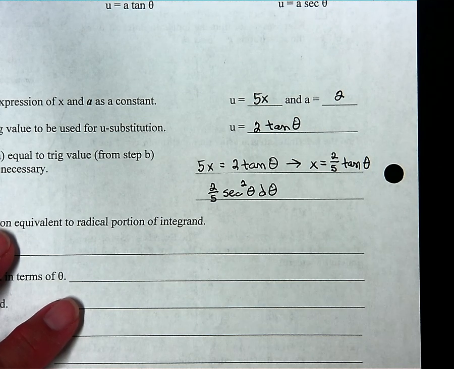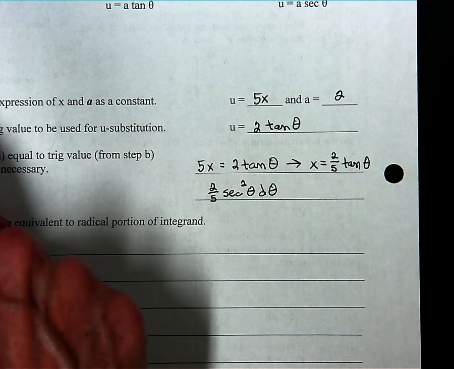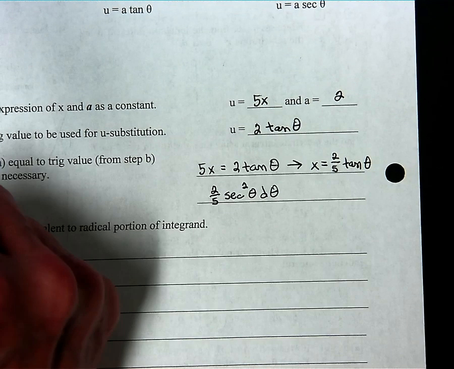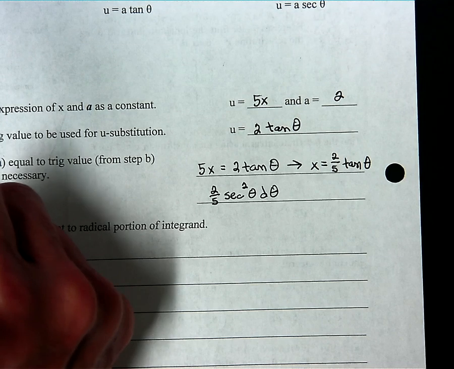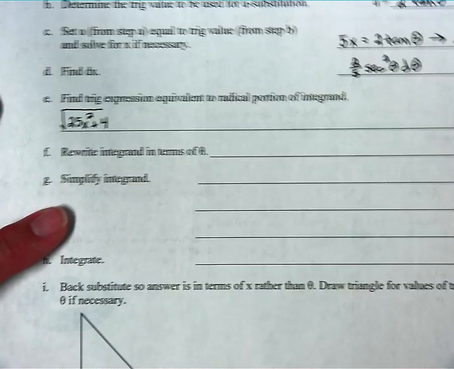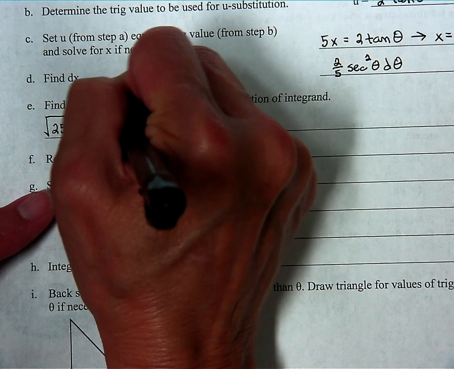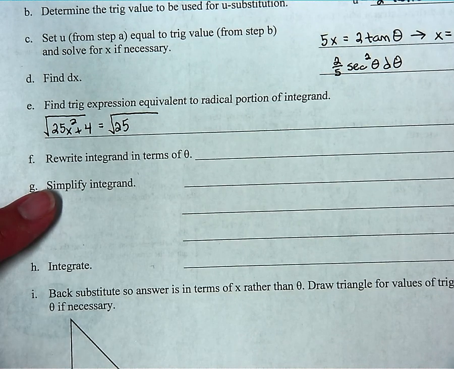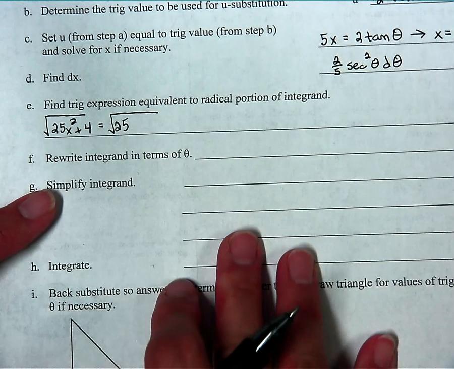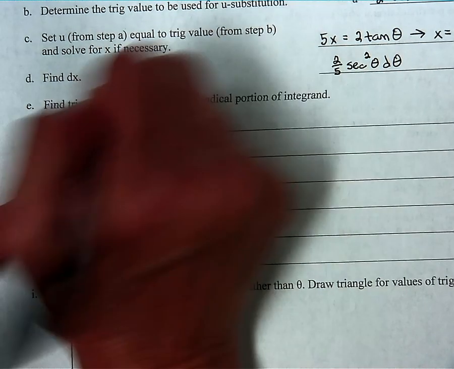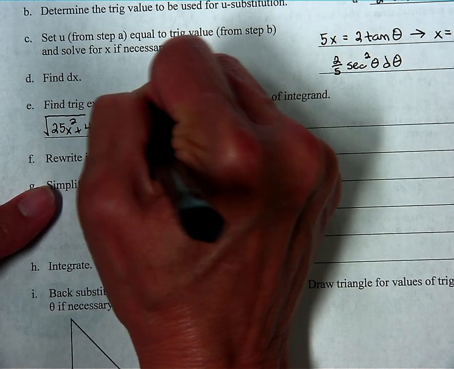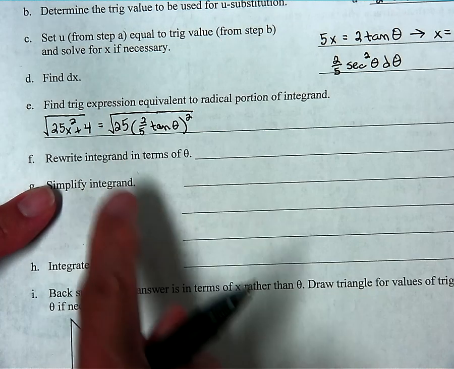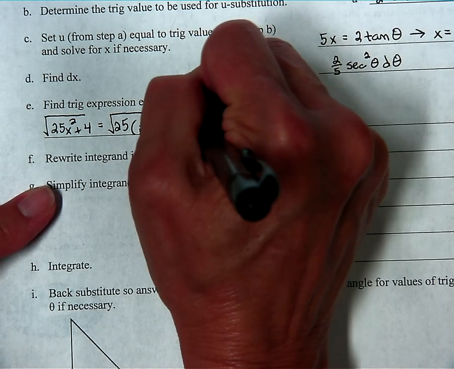Then I'm going to come up with a way to write that square root of 25x squared plus 4 in terms of this. So I'm going to start with the square root of 25x squared plus 4. And in place of that x, I'm going to put a 2/5 secant squared theta. No, I'm sorry, I was looking at dx. Just kidding. In place of the x, I'm going to put 2/5 tangent theta. And it's squared. That's just 25x squared plus 4.